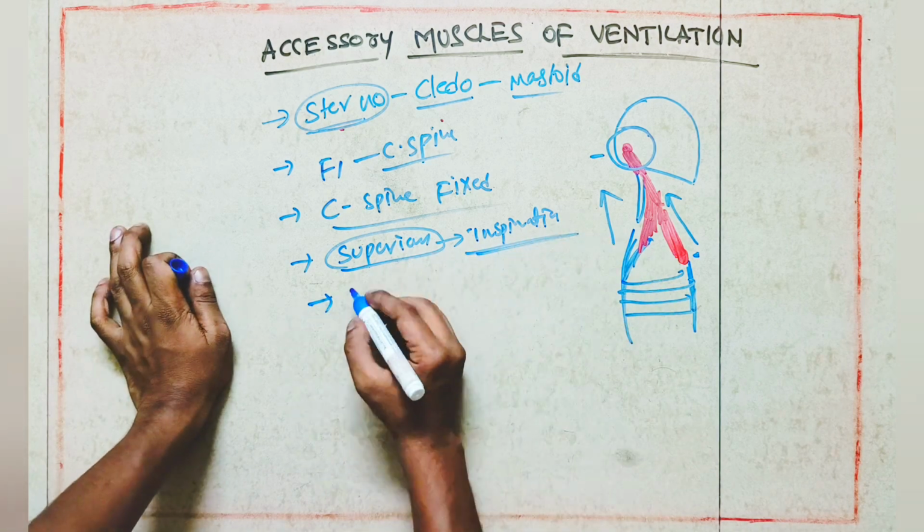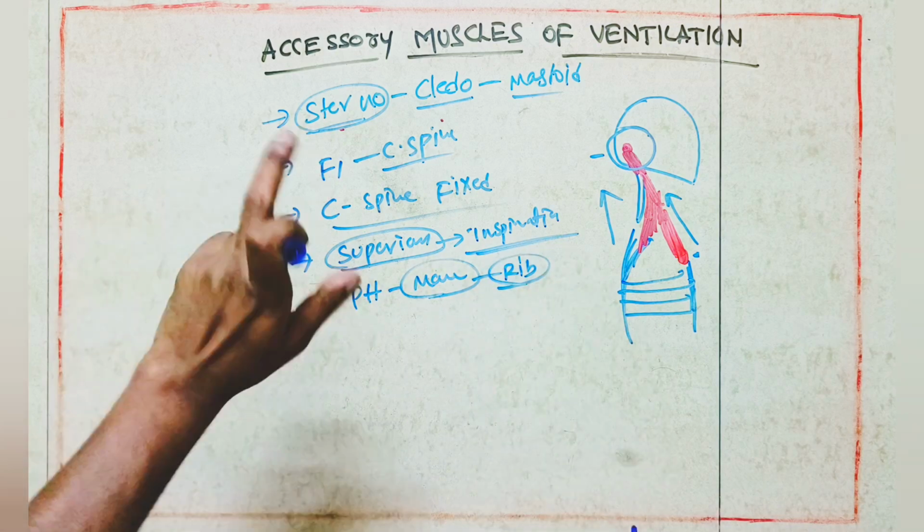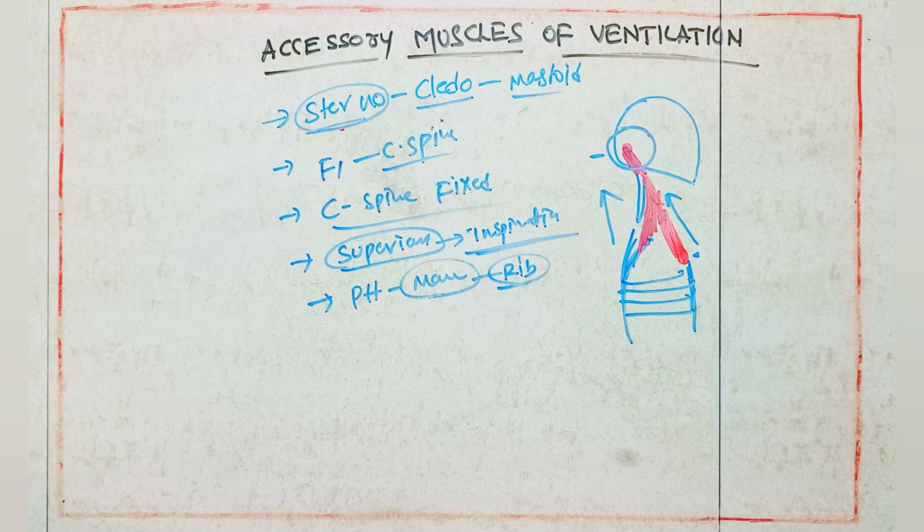So here it is going to create the pump handle movement in the rib cage. The sternocleidomastoid muscle can create the pump handle movement in the rib cage.